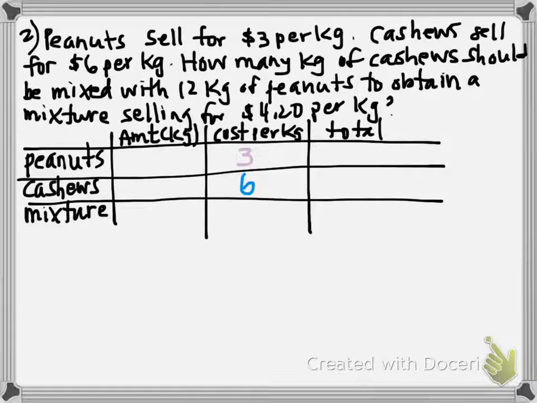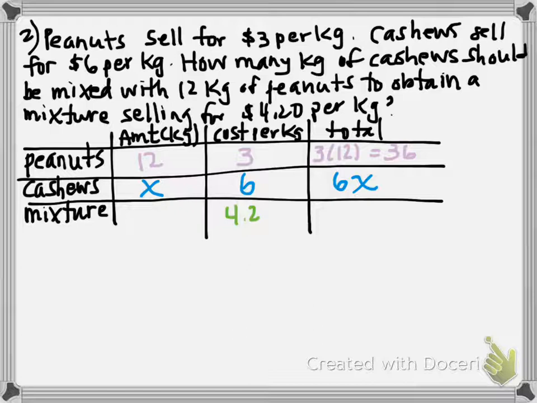And then it says how many kilograms of cashews, so he's x for amount, so his total would be 6x, should be mixed with 12 kilograms of peanuts. So it tells me exactly how much I have in the way of peanuts. So the total is going to be 3 times 12, or 36. And it says to obtain a mixture selling for $4.20. Now I don't put in that extra 0 because it's not going to come into play with the multiplication.